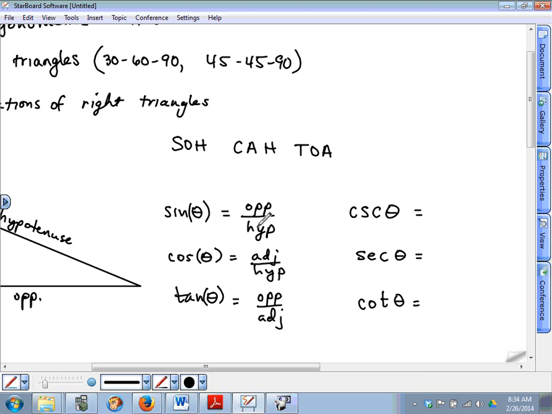So if the sine is opposite over hypotenuse, the cosecant is hypotenuse over opposite. The secant is the reciprocal of the cosine. So what is the division? Hypotenuse over adjacent. Cotangent is the adjacent over opposite. Those are the six trig functions, or the six trigonometric ratios.